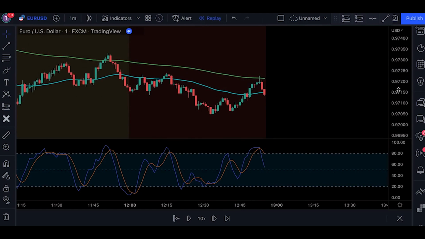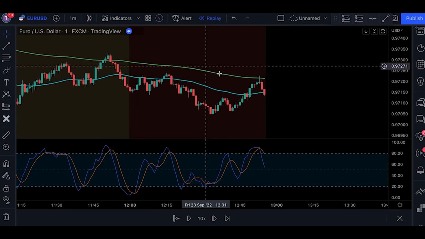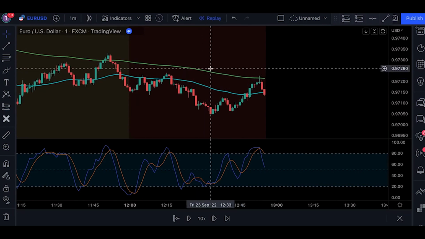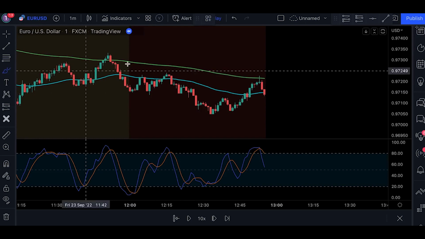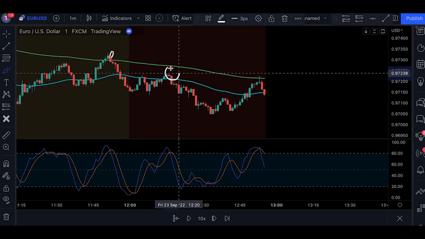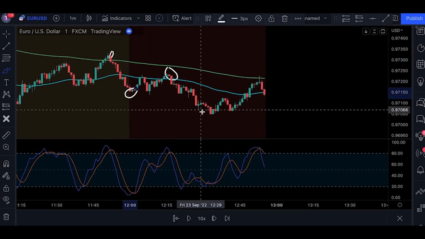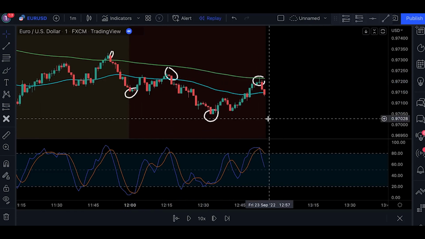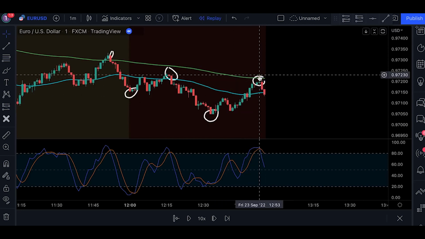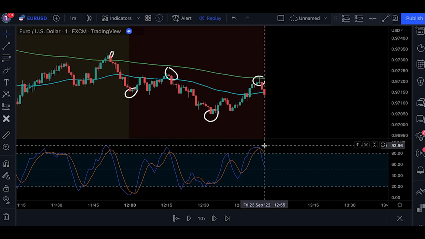Here's another example for a short trade you would have taken. So first thing we're looking at is the position of the moving averages. We see the 50 EMA is below the 150 EMA. This officially confirms the downtrend. We also see that the price action is making lower lows and lower highs. The price action pulled back into the 150 EMA. The stochastic also got overbought and it gave us a bearish cross.